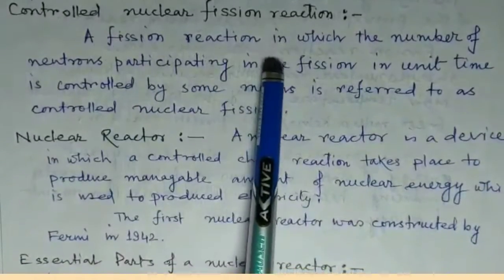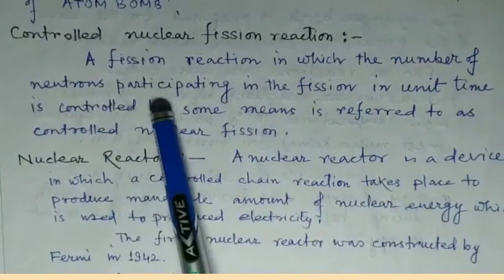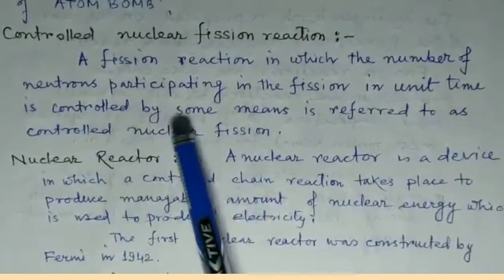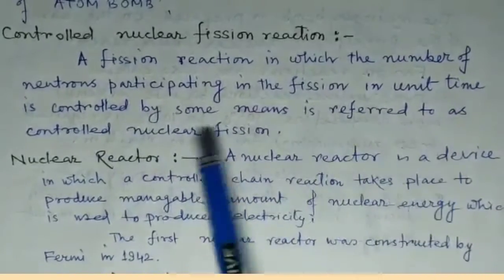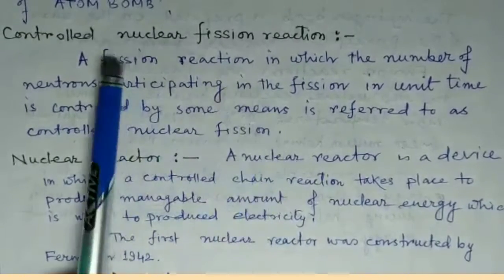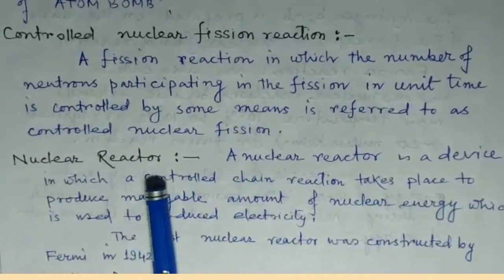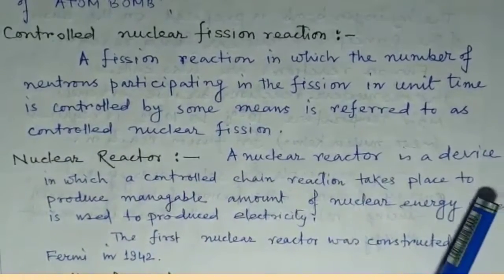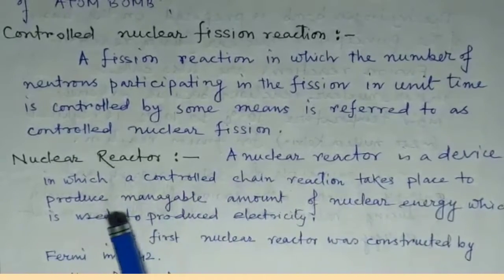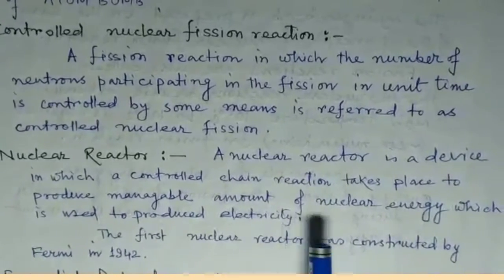A fission reaction in which the number of neutrons participating in the fission in unit time is controlled by some means is referred to as controlled nuclear fission. We can control nuclear fission by nuclear reactor. So what is nuclear reactor? Nuclear reactor is a device in which a controlled chain reaction takes place to produce manageable amount of nuclear energy, which is used to produce electricity.